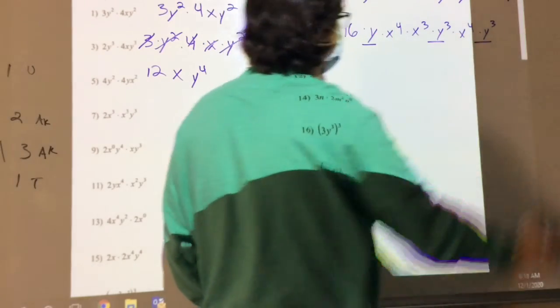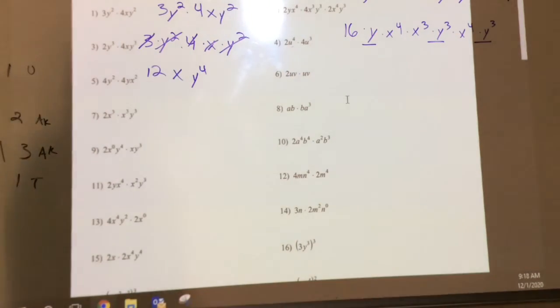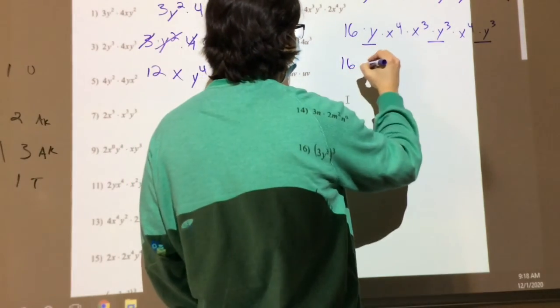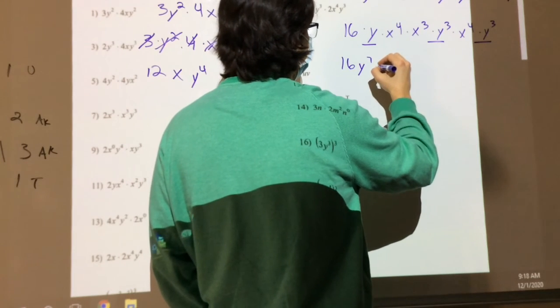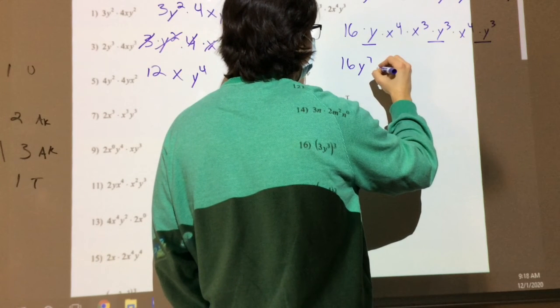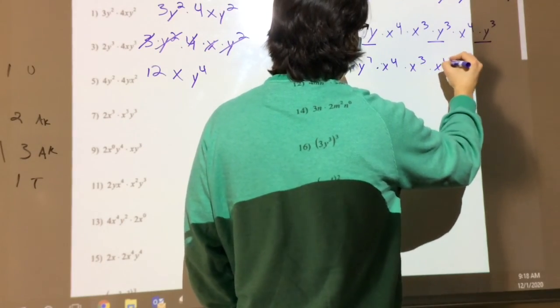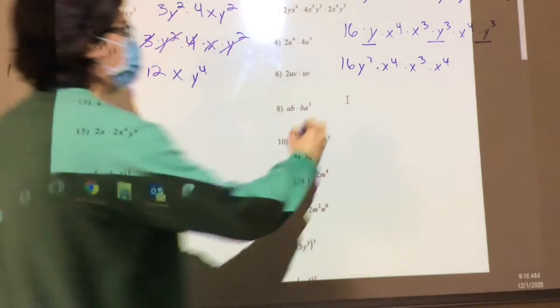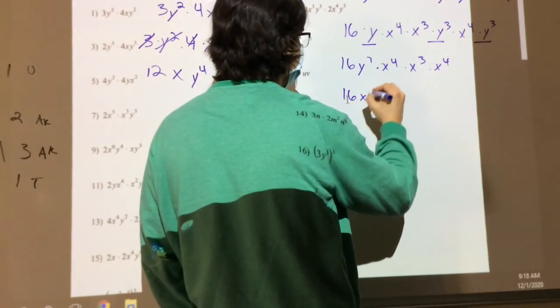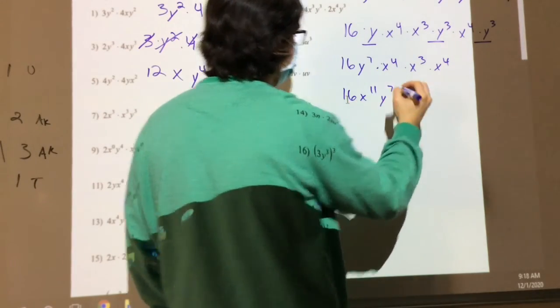Y, and y. How many total y's do I have? 7. 16, y to the 7th, we'll rewrite it at the end, times x to the 4th, times x to the 3rd, times x to the 4th. How many total x's do I have? 11. So it's going to be 16, x to the 11th, y to the 7th.